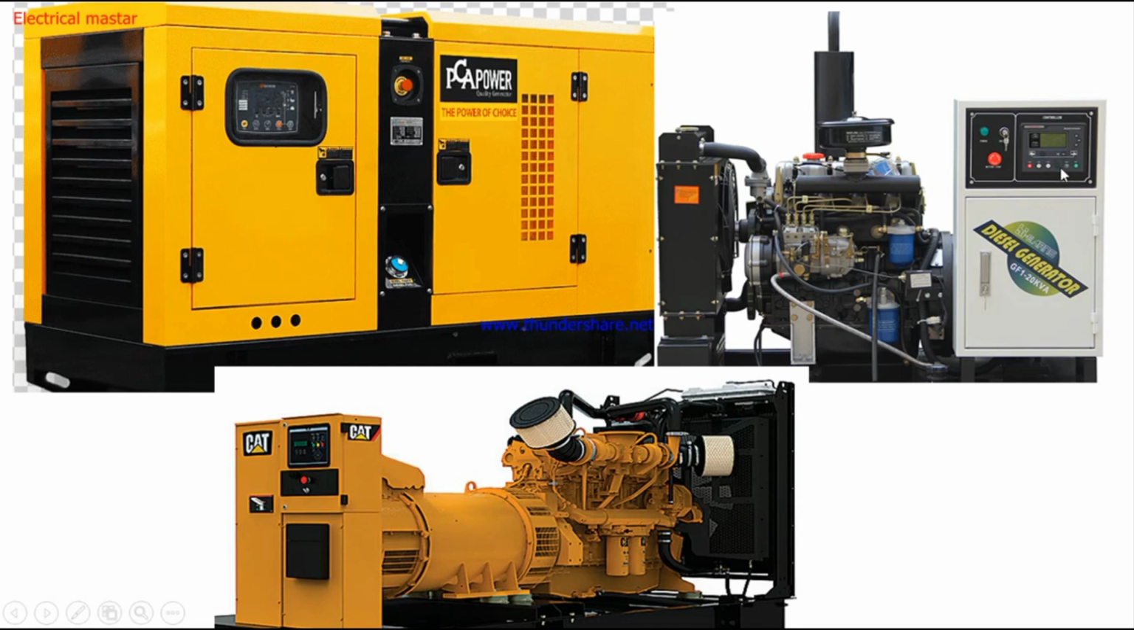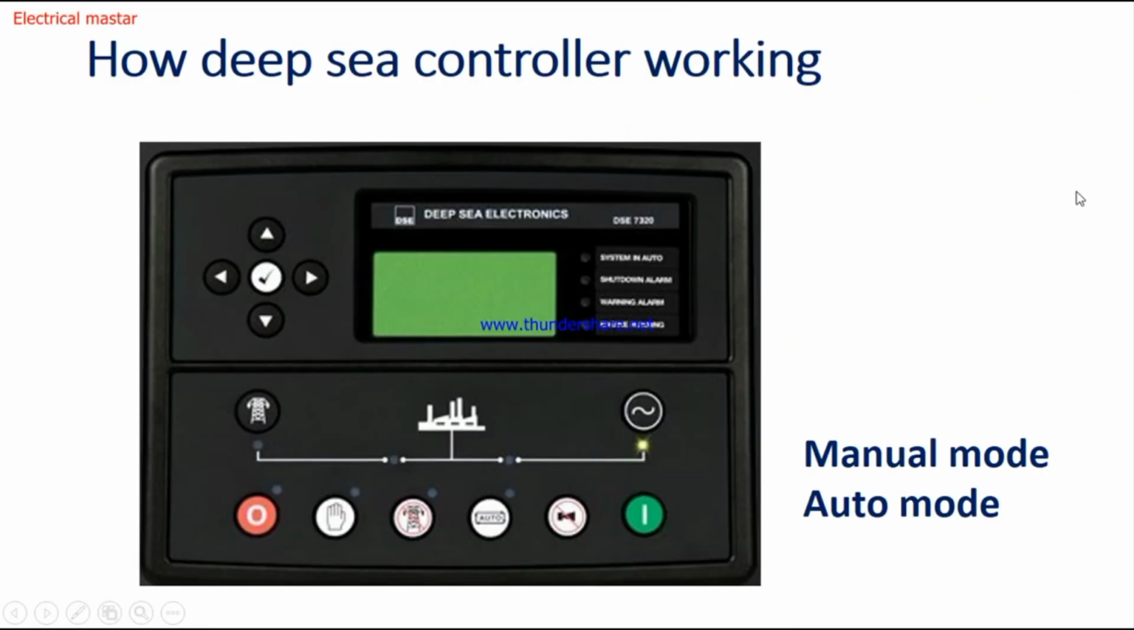And this DG controller is always placed in the front panel. See here, this controller module is present in the DG front panel. With the help of this controller module, we can start the DG in manual as well as auto mode. See, this is the DG controller front panel, and now we will see how the DG controller works.